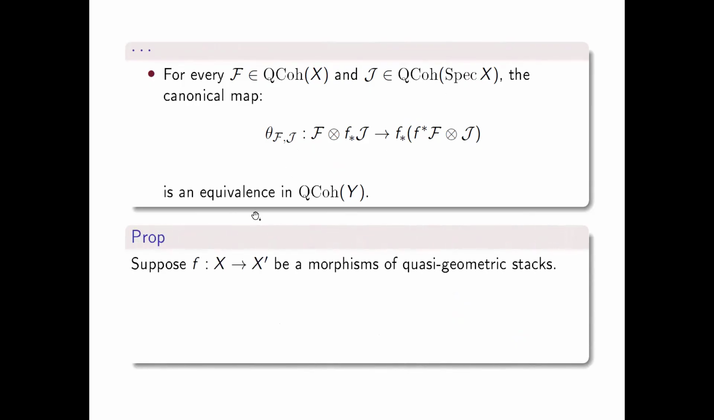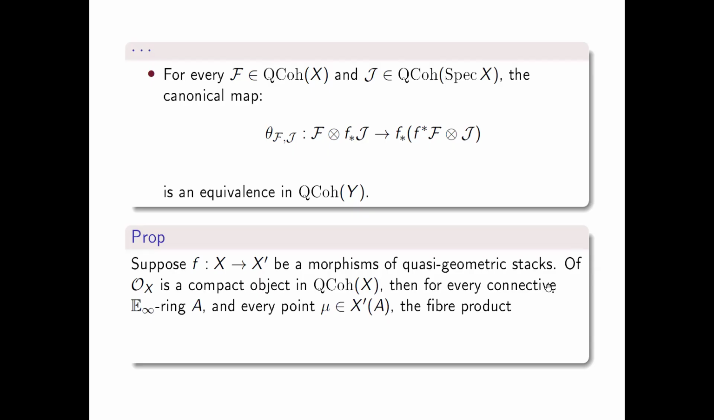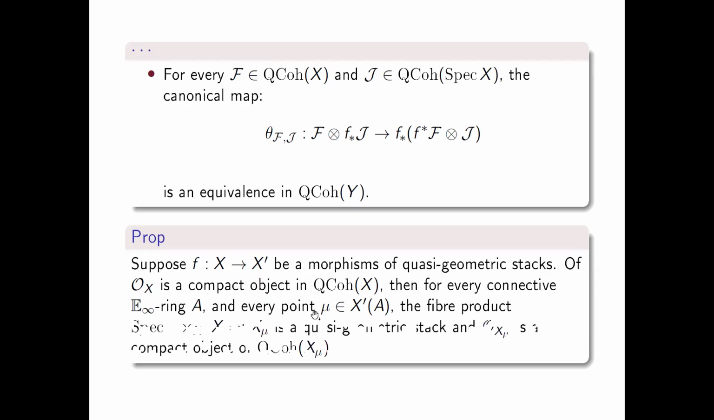So here's another proposition. Suppose you have a morphism of quasi-geometric stacks X to X dash, where the structure sheaf OX is a compact object in Q bar X. Then for every connective infinity ring A and every point mu in X dash of A, the fiber product spec A times X, which is basically X sub mu, is a quasi-geometric stack, and its structure sheaf is a compact object in Q bar X sub mu.